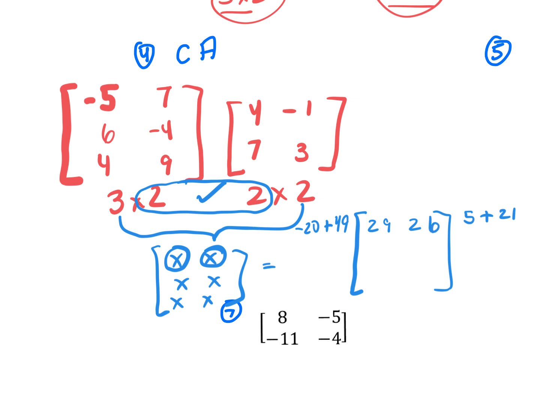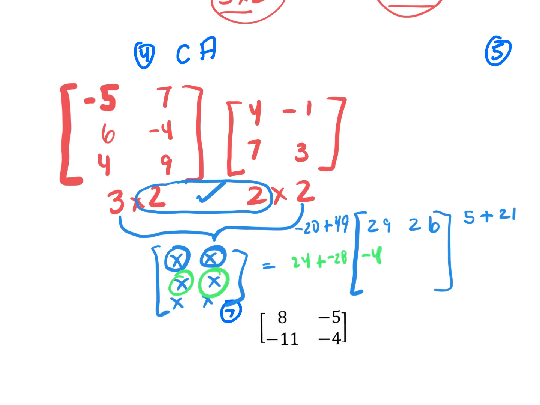Now I want this piece right here. So that's going to be second row, first column. So second row is 6 times 4 is 24, plus negative 4 times 7 is negative 28. That's going to give me negative 4.